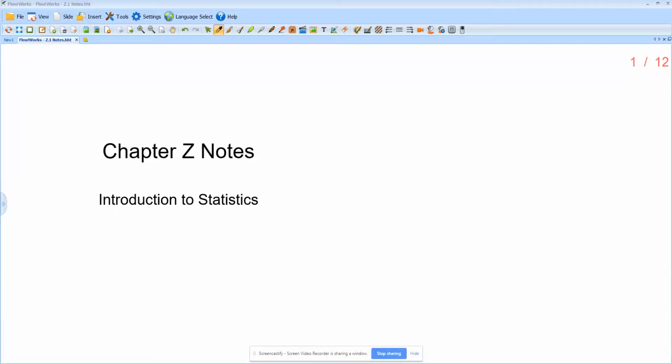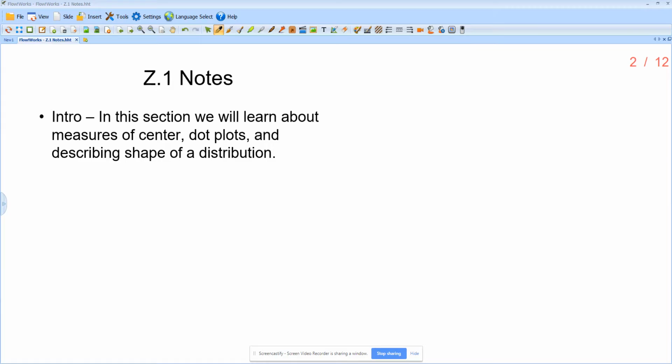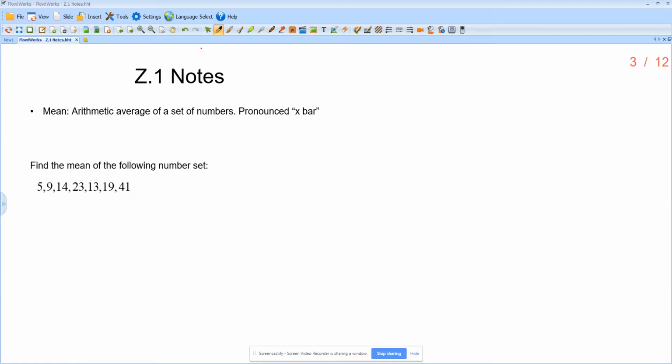Welcome, thanks for joining. So we're talking about Chapter Z here, Introduction to Statistics. In this section, we're going to be talking about measures of center, dot plots, and describing the shape of a data distribution. We start with something very basic, looking at the mean here.